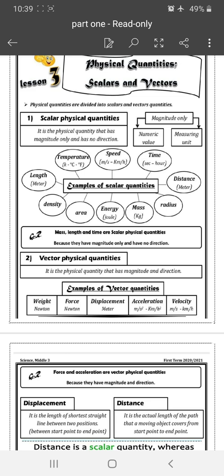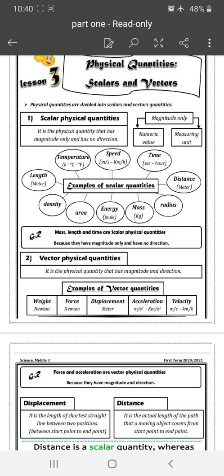Examples of scalar physical quantities: temperature, speed, time, distance, radius, mass, energy, area, and length. Give reason: mass, length, and time are scalar physical quantities. Why? Because they have magnitude only and have no direction.